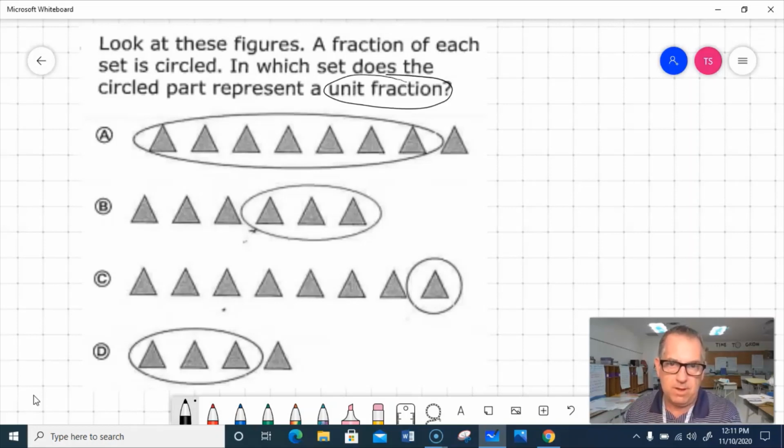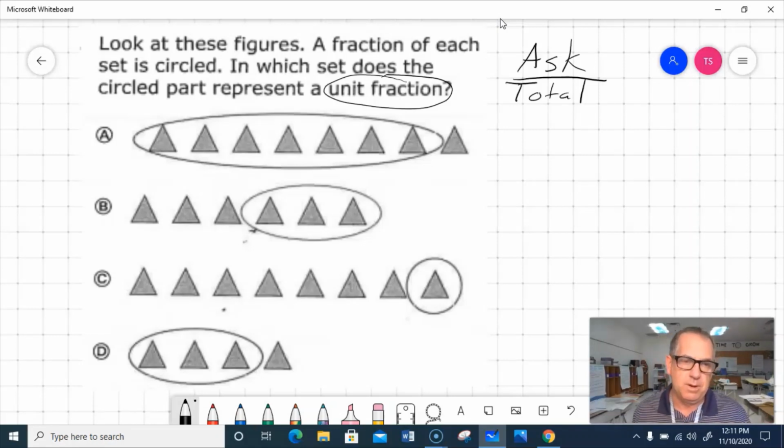Whenever we have a set of stuff that represents a fraction, we need to interpret what fraction that is. Remember, when we're talking about fractions, the numerator, the top number, is always the part that we're asking about, and this is going to be the ones that are circled. The denominator is going to be the total amount of parts. So I always put ask over total, and that helps you build fractions. With that information, look at answer choice A. What fraction does answer choice A represent?